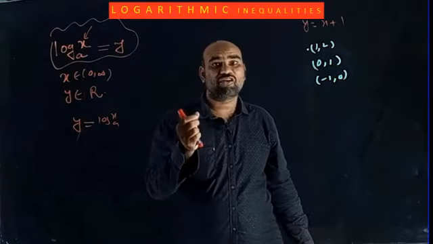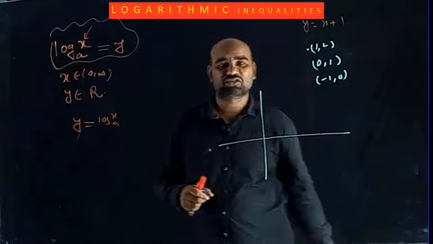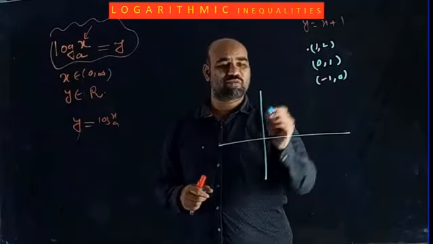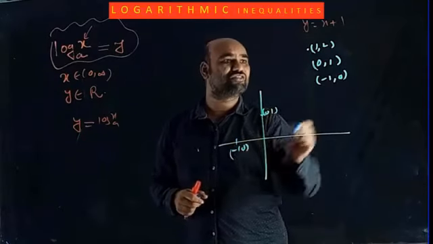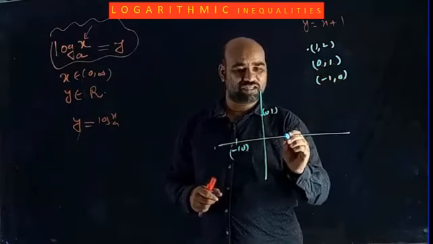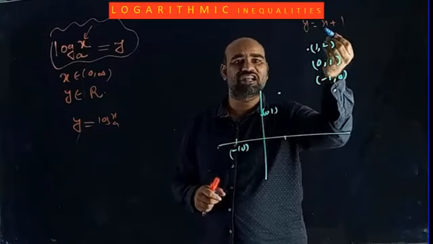Every ordered pair gives a dot on the coordinate plane. Just identify those coordinates, those dots on the coordinate plane. 0 comma 1 here, 0 comma 1. Minus 1 comma 0 here, minus 1 comma 0, and the next one 1 comma 2, somewhere here. Okay, taking all the solutions, x is any real number, y is any real number.